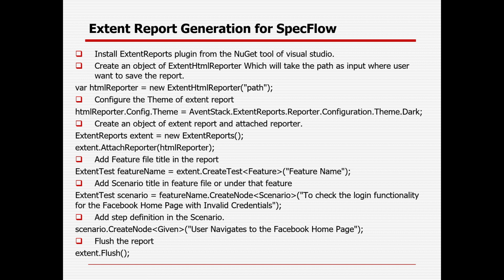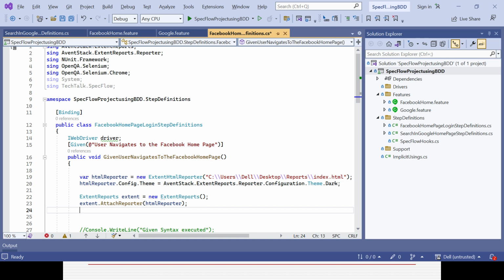Then here my specific objective is to create the extent report for a particular feature, for a particular scenario, and for a particular step. So I will be writing that based on my requirement. Slowly we will go to the generic level. Okay, in the upcoming video you will be seeing. So here I need to add the feature file title in the extent report, whatever feature file I want to generate the report for. So here I'll be doing ExtentTest.